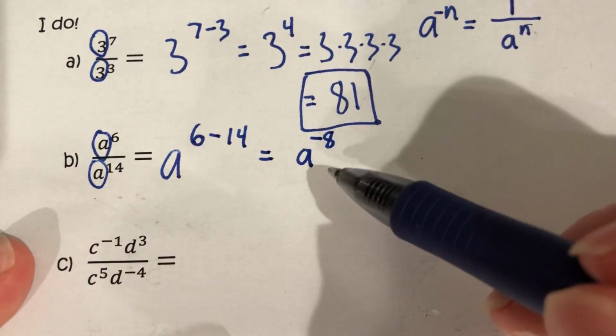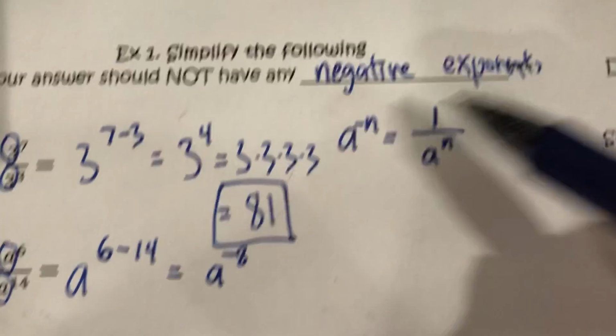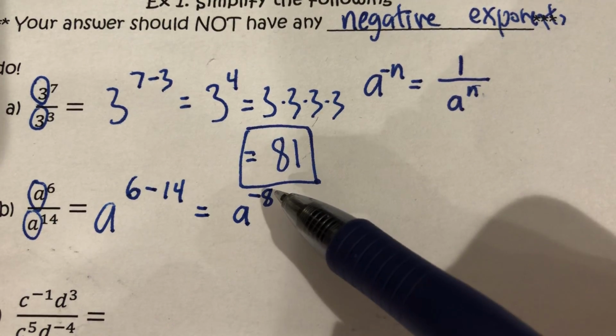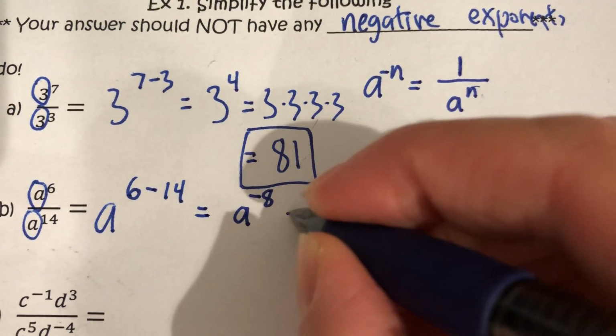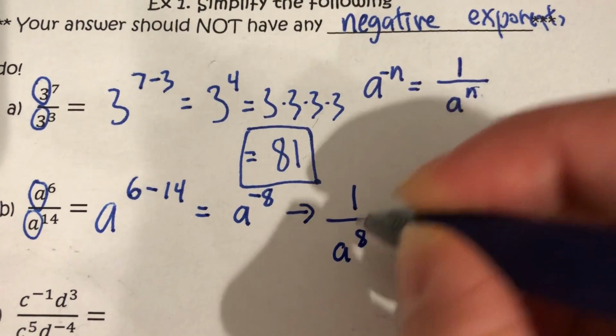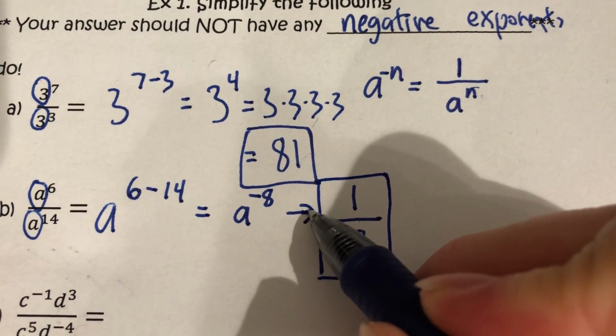Oh, wait, my rule says what? Your answer should not have any negative exponents. Oh, negative exponents, I know what to do. With a negative, that is correct, I bring it down, so now I will have 1 over a to the 8th. That will be my final answer. This is an arrow, by the way.